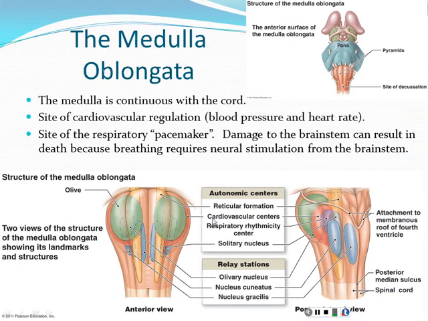All right, so we start our tour of the brain at the bottom, so at the medulla oblongata. So down here is the spinal cord, and really the medulla oblongata is an extension of the spinal cord that is starting to get bigger around. So the medulla oblongata ends where the spinal cord begins. It's the site of cardiovascular regulation.